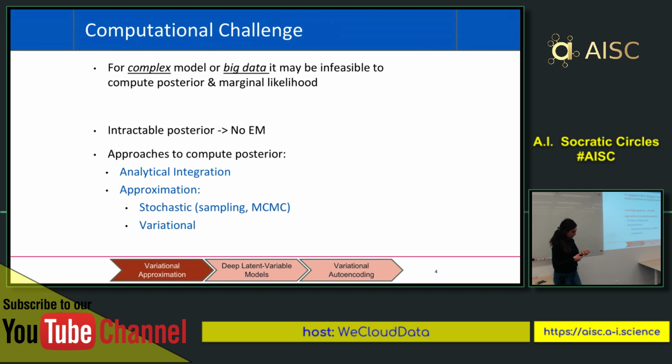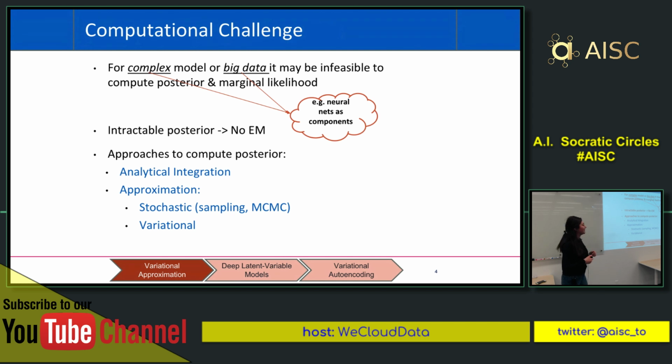So there are ways. For example, what I mean by complex model and big data is the case in neural nets. There are different ways to compute the posterior. If the model is tractable, we can use analytical integration, as we do for Gaussian mixture models and Gaussian processes. But sometimes, when the model is deep, having different layers of transformation, as in a deep neural net, we should do approximation.